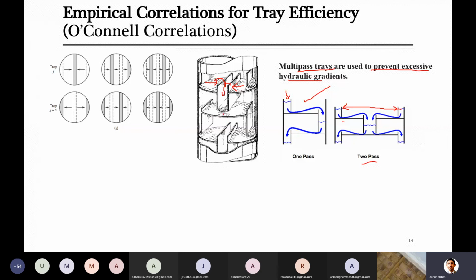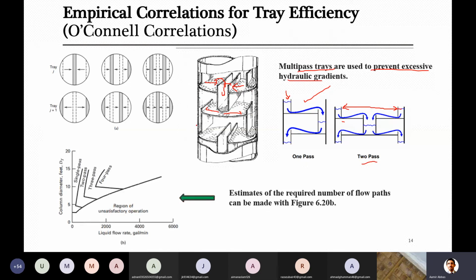When they are distributed on the lower tray, entering from the middle of the next tray, half of the liquid will move in this direction and the other half will move in the other direction, and then they are collected and the same path is repeated.